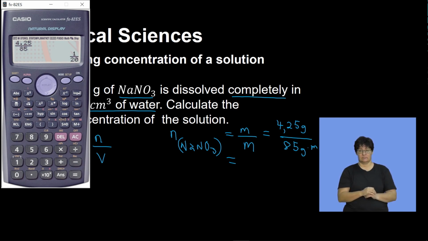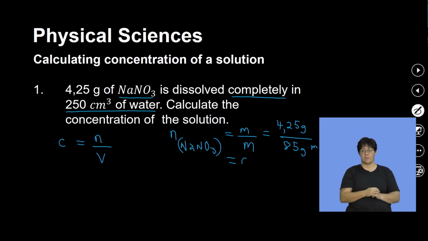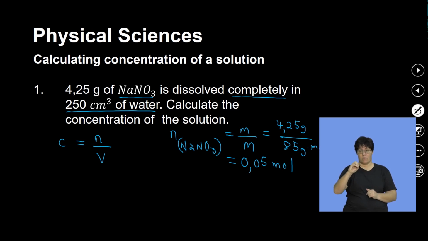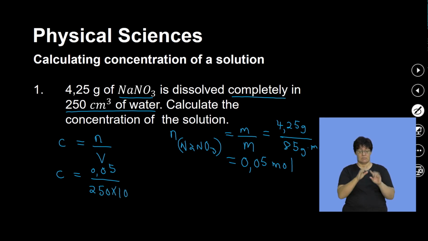Now, this tells us that we've got 0.05 moles of sodium nitrate. So it's 0.05 mole, okay? Now, if that's the case, then we know that C is equal to 0.05 divided by the volume of solution. The resulting solution will be 250, so this is like 250 times 10 exponent negative 3.